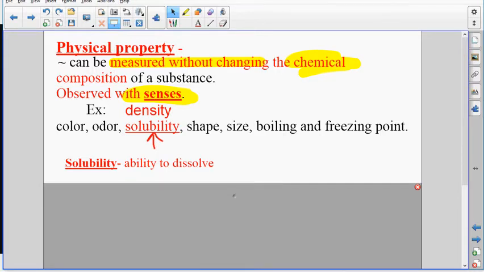So if I want to test the solubility of this salt, I'll pour it into the water here, like so. And I can mix it in with a glass stirring rod. Wonderful. Kind of like one of these.